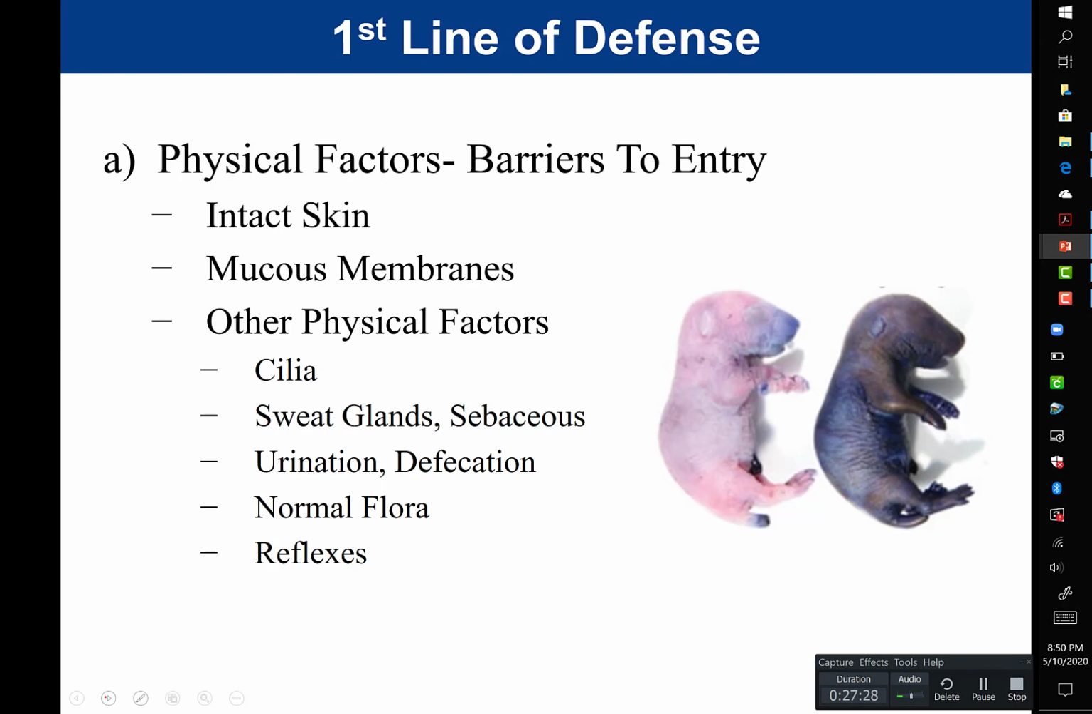So let's start off with our physical factors. So again, our first line of defense has three main components: physical factors, chemical factors, and microbiota. And so we'll start with our physical factors. Physical factors, again, are basically barriers to entry, basically preventing things from getting into the body. And one of the most important barriers to entry is intact skin. Intact skin, most microbes cannot penetrate.